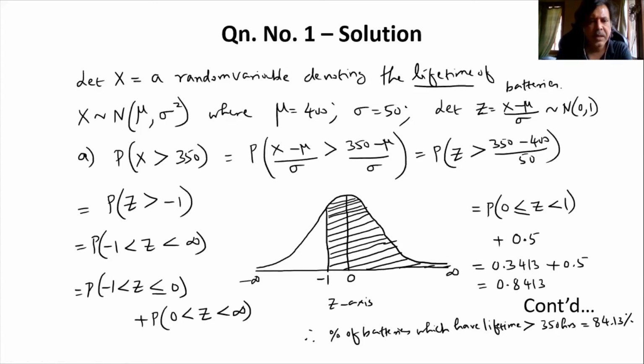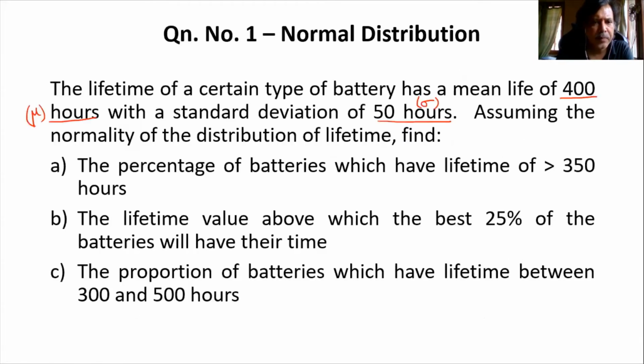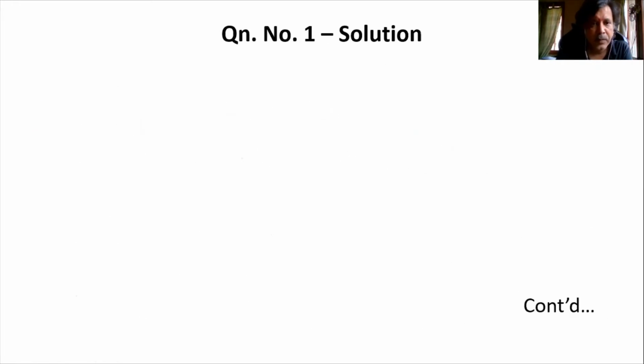I mean question A. Now let us go back to question B. What is question B? The lifetime value above which, that lifetime in hours is unknown. It is something above which the best 25% of the batteries will have their time. So we need to find out what is that lifetime. So that is the second question. So that means what? We know the probability, but we don't know this X, right? So we don't know that X value.